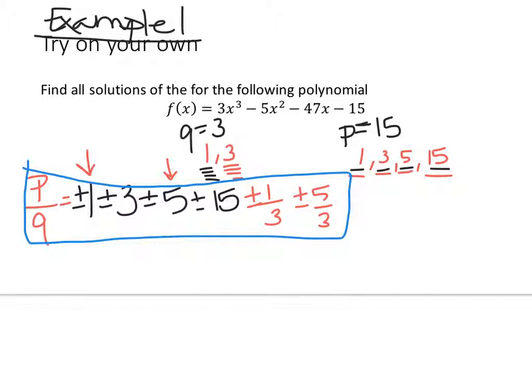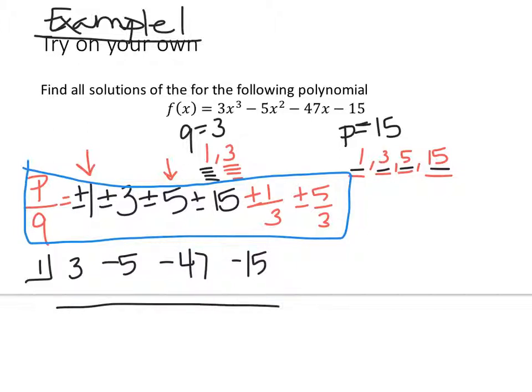There's no science or rhyme or reason to this. I'm just going to start with the first number on the list and use synthetic division. I drop down the 3. 1 times 3 is 3, so that's negative 2. 1 times negative 2 is negative 2, which gives negative 49. 1 times negative 49 is negative 49, and I know right away that that will not give me a remainder of 0. So 1 is not a factor.